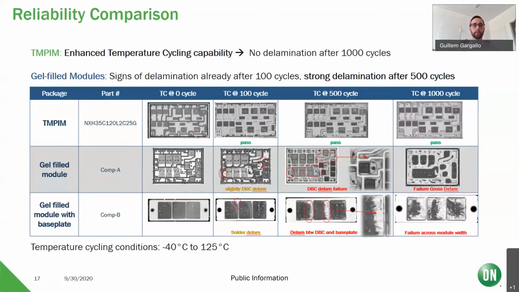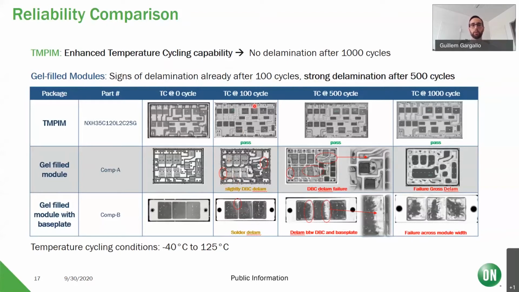Of course, in the initial stage all the modules show no signs of delamination whatsoever, so it's a very nice picture in all three cases. Then we start the temperature cycling, and already after 100 cycles of this -40 to 125 degrees, we can see some slight signs of delamination in the base plate module, in the joint between the DBC and the base plate, as well as a little bit in the gel film module, in the joint between the dies and the DBC.